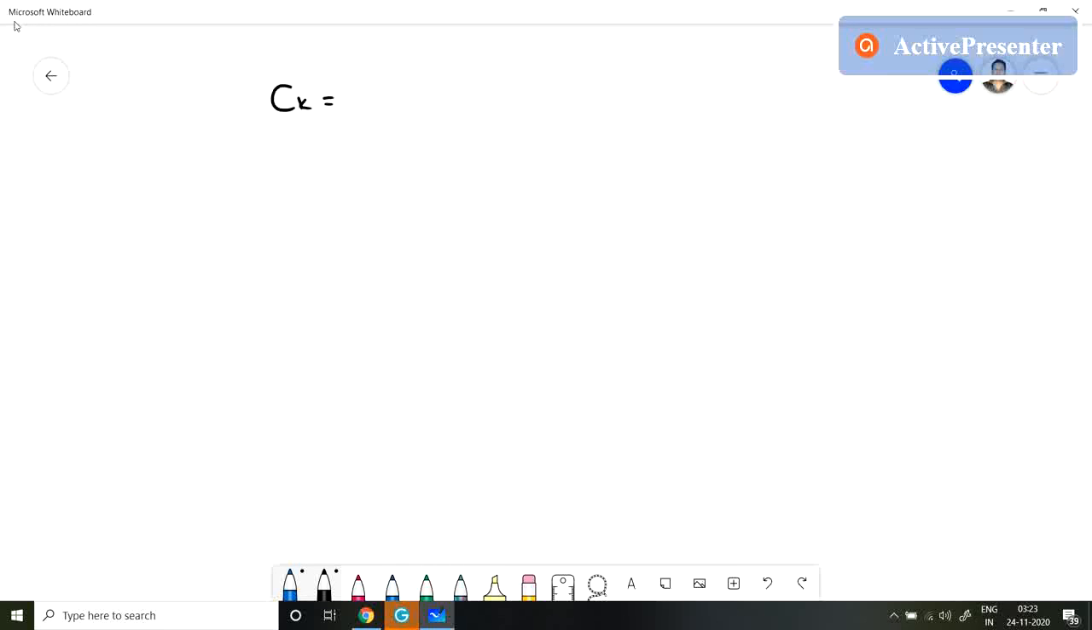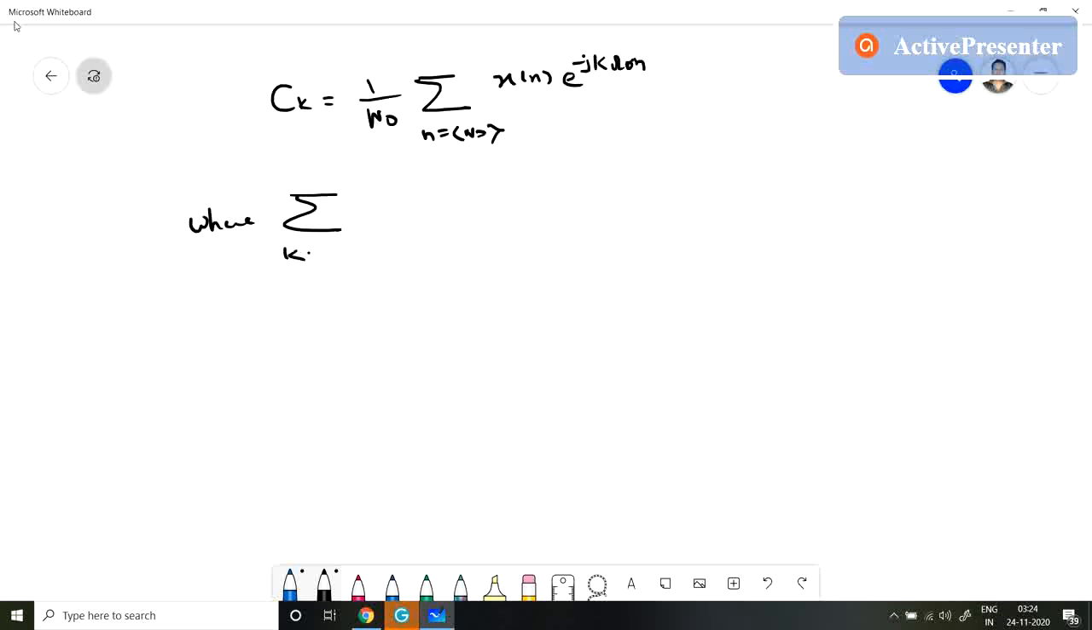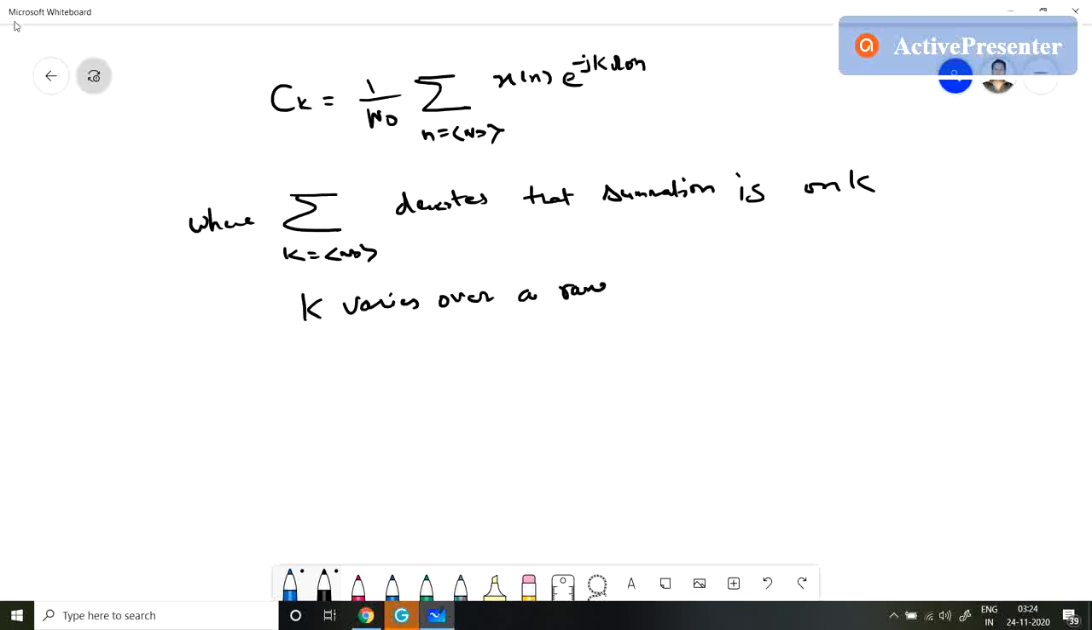So Ck can also be written in this manner: 1 divided by N naught, summation x[n] e raised to the power minus jk omega naught n. Where the summation over n denotes that n varies over a range of N naught, that is, over one period of N naught.